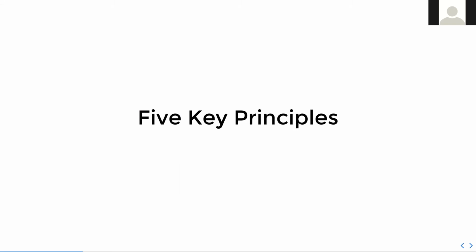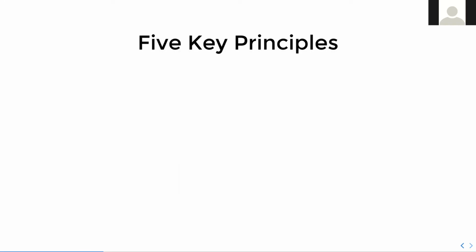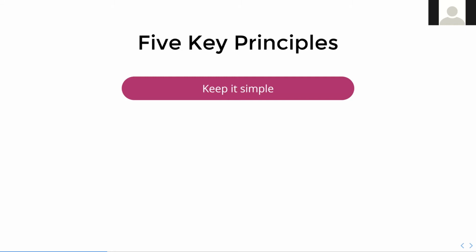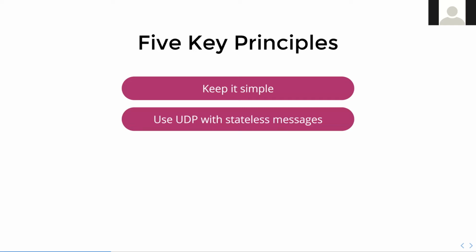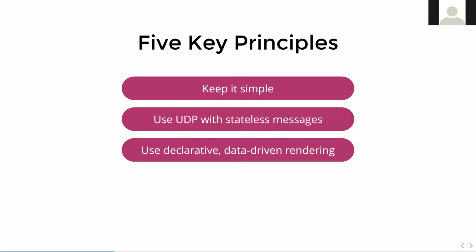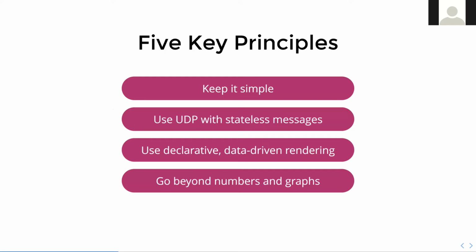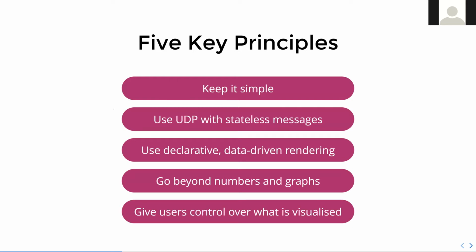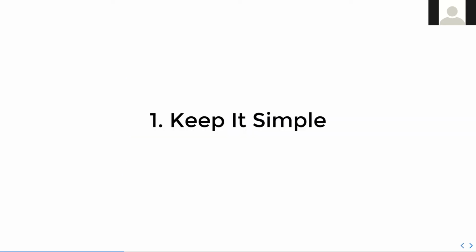Through the process of designing and building NUsight, we found 5 key principles that help us make a robust and effective system for debugging. And these are: keep it simple and straightforward, use UDP with stateless messages wherever possible, use declarative data-driven rendering, go beyond just numbers and graphs, so think about new ways to visualize data that are more intuitive, and give users control over what is visualized. So we're gonna take a closer look at each of these, starting with the first one, which is just keep it simple and straightforward as possible.